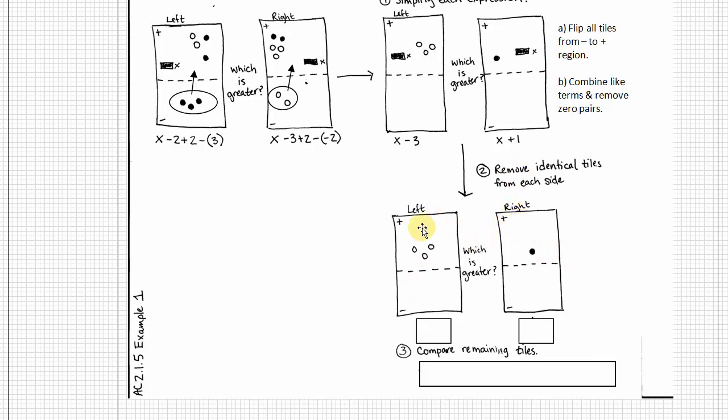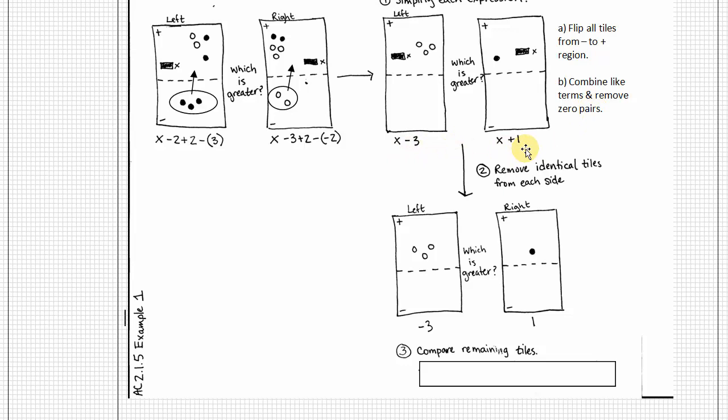So if we do that, here's what we end up with remaining on our left expression, and here's what we have remaining on our right expression. Go ahead and fill that in. What do we have? Well, here on the left we have negative 3, and on the right we have positive 1. So now we've done the first two steps. Here's what we started with. We wrote our expressions. We simplified them by flipping all the tiles from the negative region to the top region, basically using the distributive property, and then we combined like terms and remove 0 pairs. So that's how we ended up here.